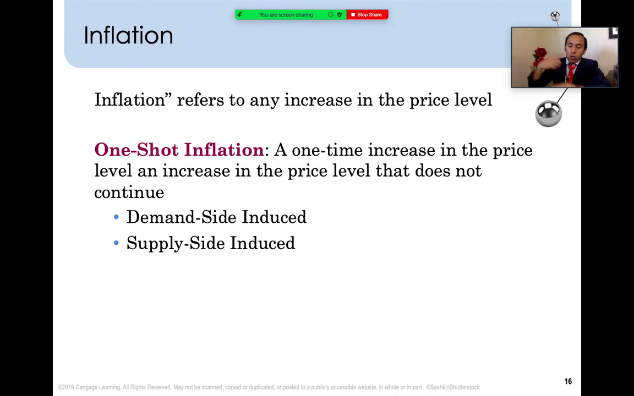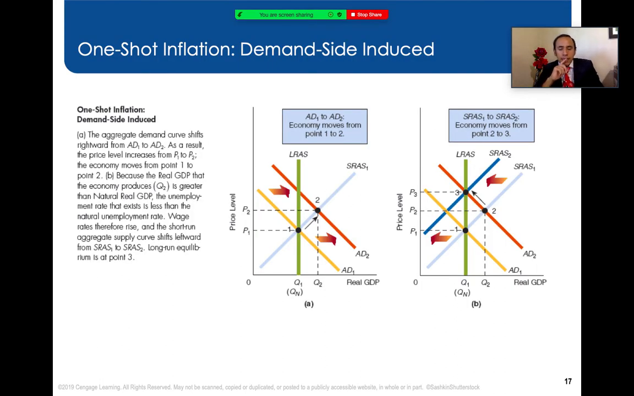We can have ongoing inflation that just continues to increase all the time. Inflation can be demand-side induced by the aggregate demand side, or it can be supply-side induced. The aggregate supply can also generate inflation, depending on which of these is affected. Let's take a look at the demand-side inflation, the supply-side inflation, and then the difference between those two.